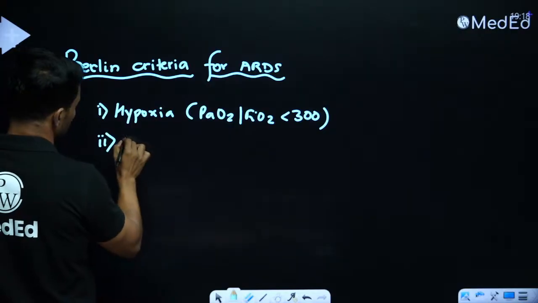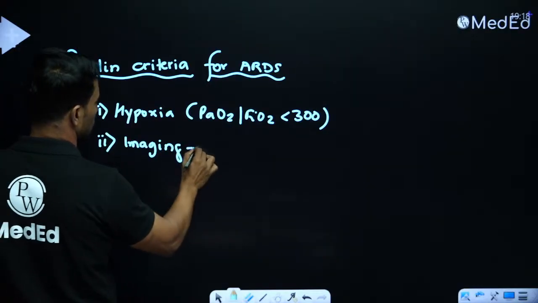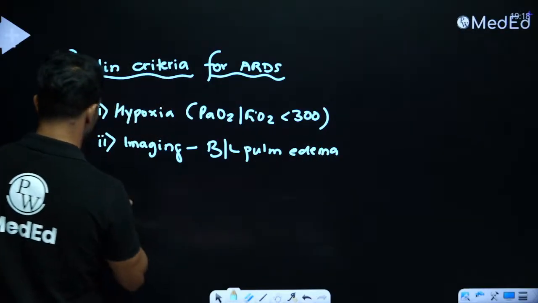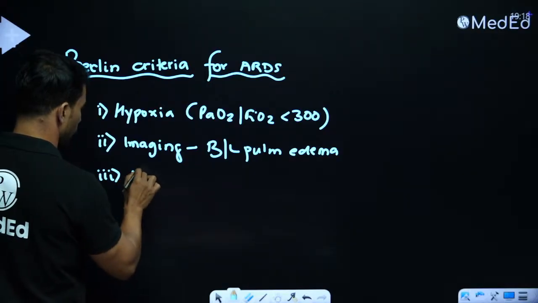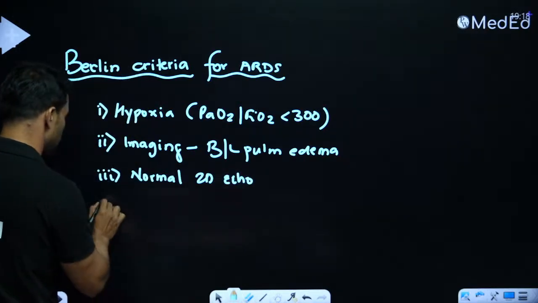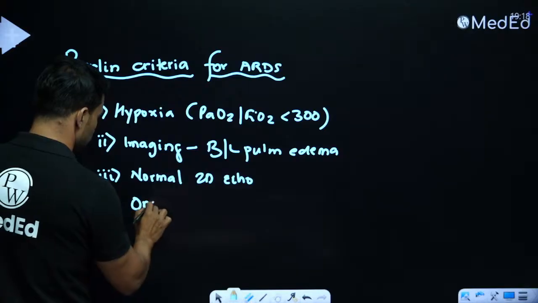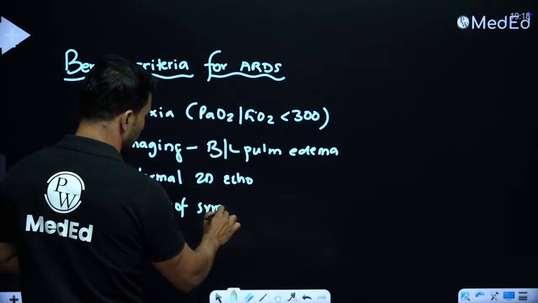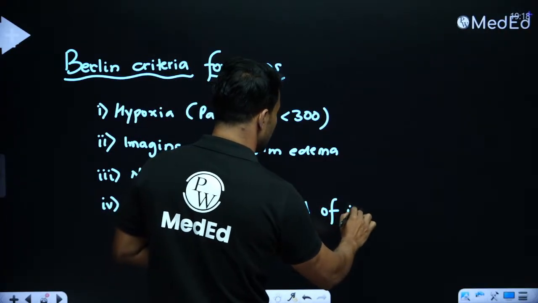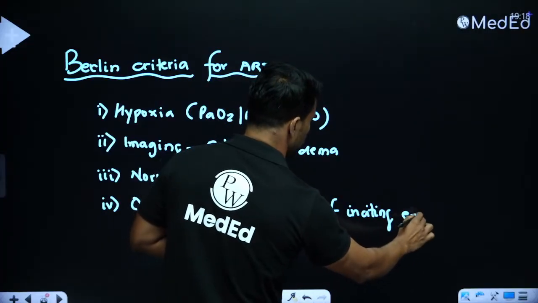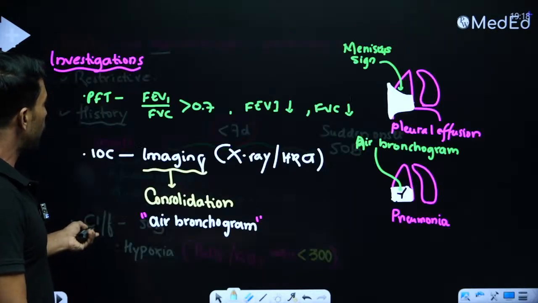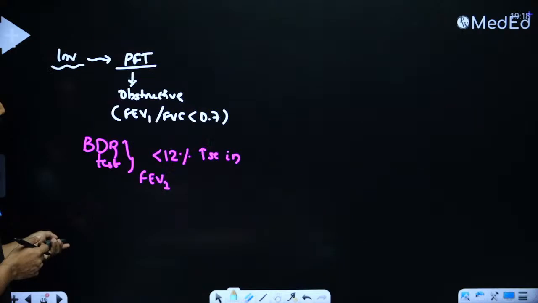Second, imaging, that is chest X-ray or HRCT showing bilateral pulmonary edema. Third, normal two-dimensional echo, or if you have done any higher cardiovascular investigation is also fine. And the fourth one, onset of symptoms should happen within 1 week, within 7 days of an inciting event or insult. Then it is a case of ARDS. Clear? So this is how we approach the diagnosis of respiratory medicine clinically oriented questions.